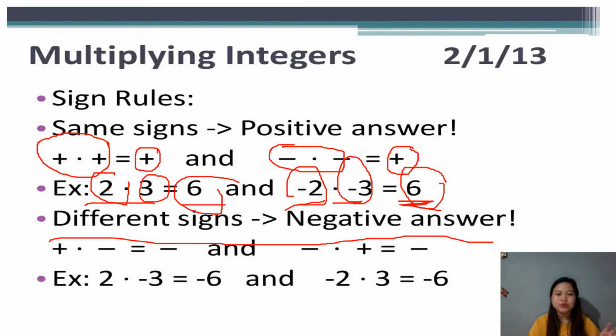Now, for different signs, we also have here negative ang answer. So, like for example, positive times negative, the answer is negative. And negative times positive, the answer is negative. So, like for example, 2 times negative 3, that is equal to negative 6. And negative 2 times positive 3, the answer is equal to negative 6. Okay, so different man sila na sign, negative o positive. That is for multiplication. Again, if we multiply the same sign, the answer is positive. If we multiply different sign, the answer is negative.